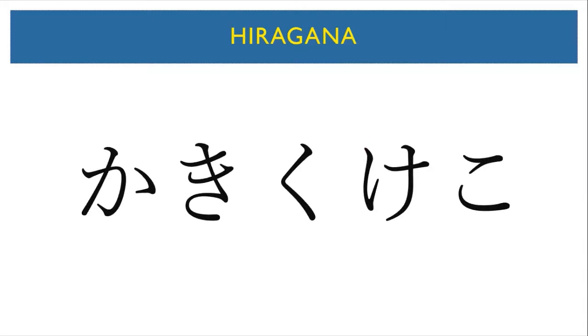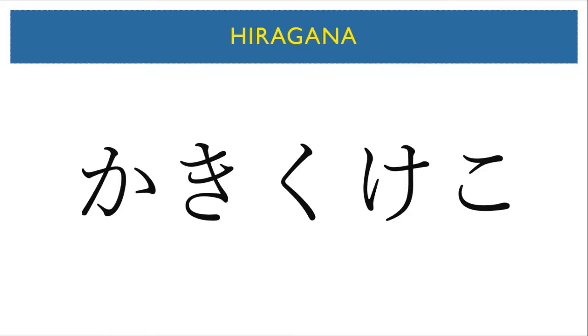So we learned all the hiragana for this class. Can you please say this? Ka, ki, ku, ke, ko. Ka, ki, ku, ke, ko. Okay. So this is the hiragana.